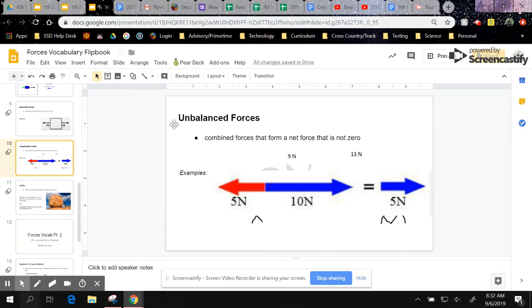Next word is unbalanced forces. Combined forces that form a net force that is not zero. Unbalanced is whenever there is a force pulling on one side that's larger than the force pulling on the other side. So the larger side's going to win. And then we're going to do the math and figure out by how much it's going to win. We would do 10 minus 5, which gives us this blue side. It's going to win by 5 more newtons.